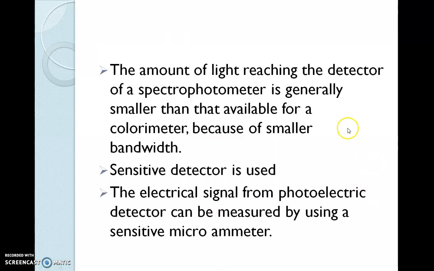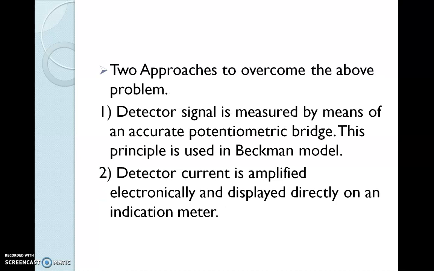So the amount of light reaching the detector of a spectrophotometer is generally smaller than that available for a colorimeter because of smaller bandwidth. So a sensitive detector is used here. The electrical signal from the photoelectric detector can be measured by using a sensitive microammeter. And then, what are the two approaches to overcome the above problem?